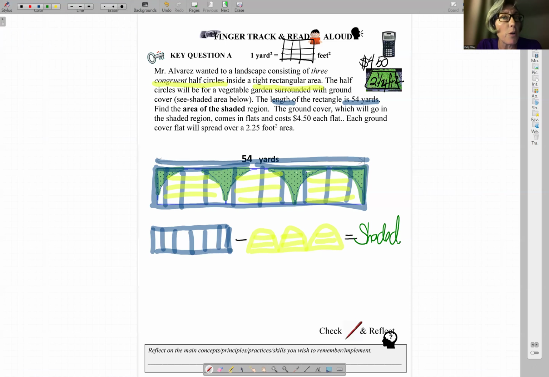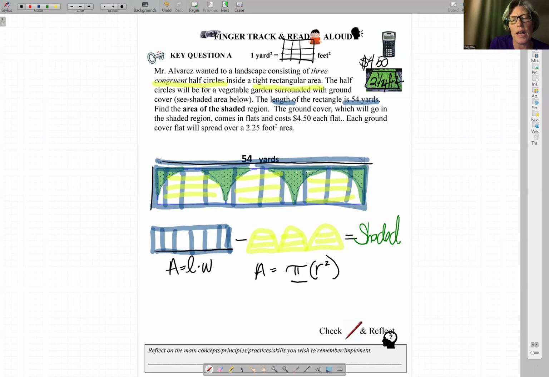So you want to write down the equations for each of these. And for a rectangle, of course, your area is your length times your width. And for a circle, area equals pi r squared, but these are half circles, so you're going to take that and divide by 2. And then there's 3 half circles, so you times by 3.